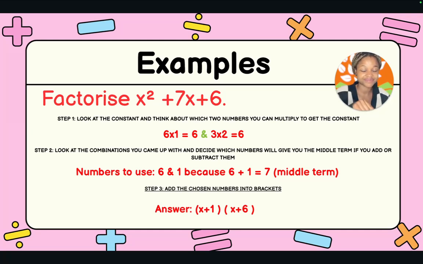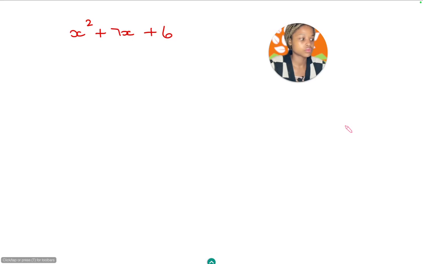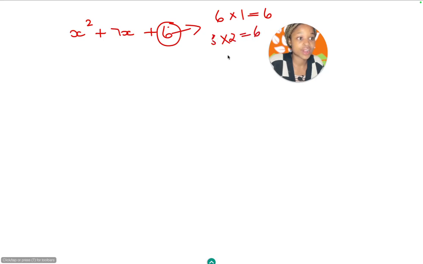All right? So I want to make it a little bit more practical, okay? So x squared plus 7x plus 6. We've got our constant here. First thing we do, we find two numbers that will give us the 6 if we multiply them. So we've got 6 and 1, 6 times 1 will give me 6. Okay, let me think. There's 3 and 2 as well. That's going to give me 6, all right? So which of these two pairs of numbers are going to give me 7 if I add or subtract them, okay?